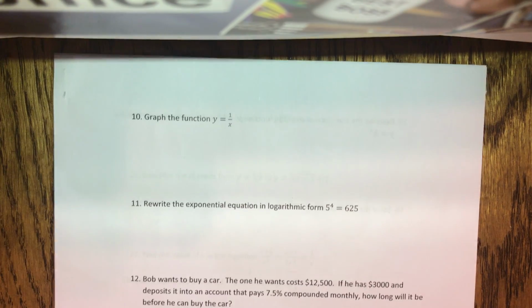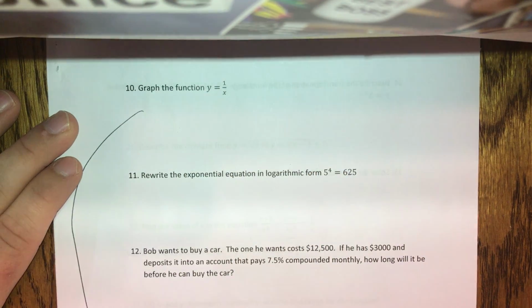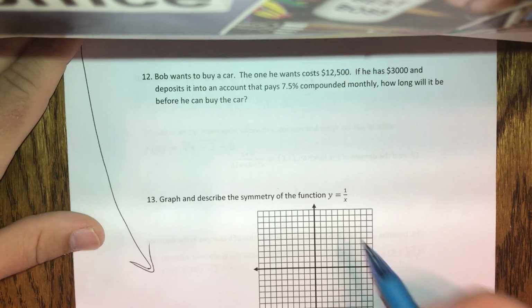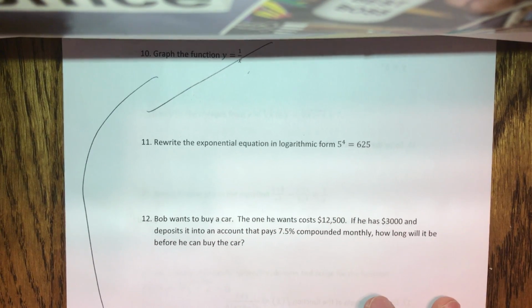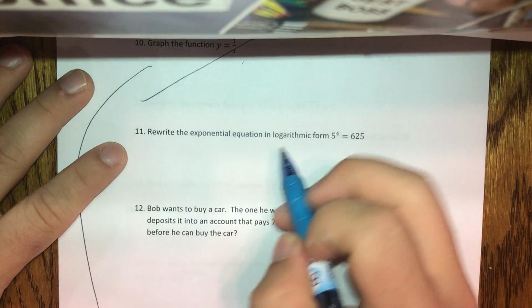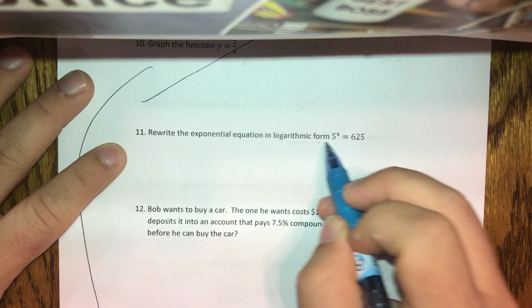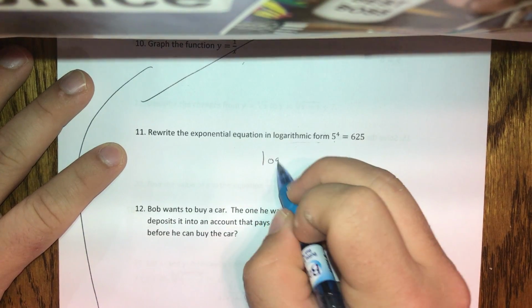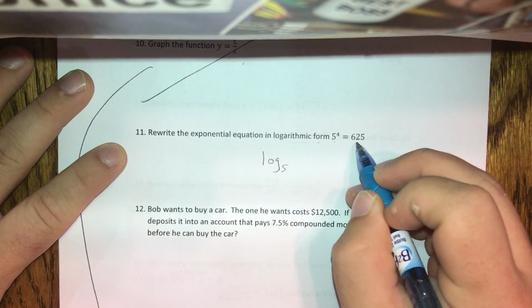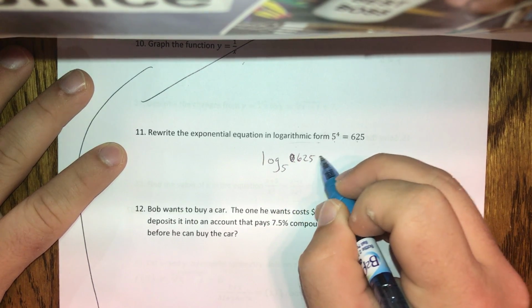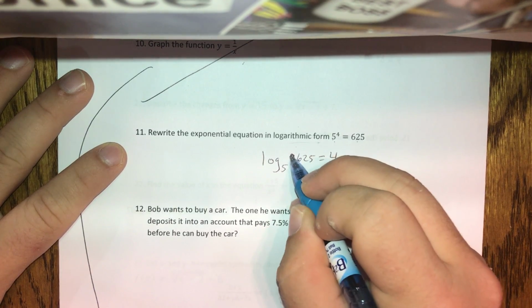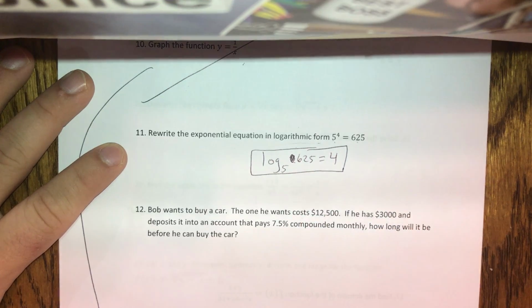Number 10, I'm actually going to do number 10 on number 13 because 10 and 13 ask you to graph the same graph, so I won't worry about 10. We'll just do it later. Number 11, rewrite this in logarithmic form, and so it's going to be log, the base is 5, of 625 equals 4. And so that's the answer.